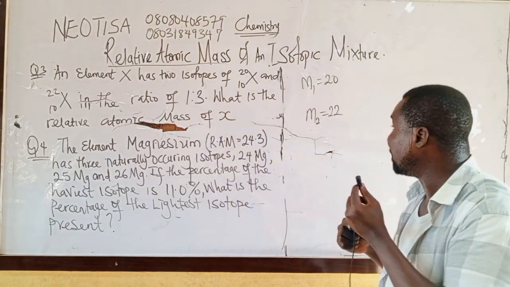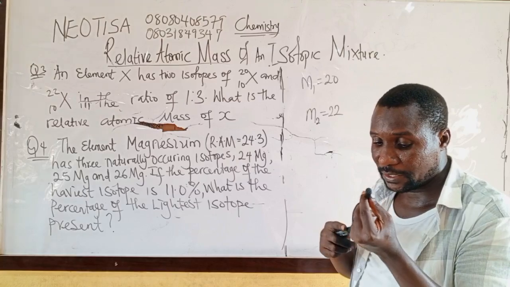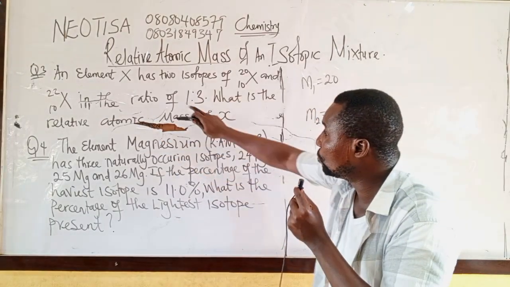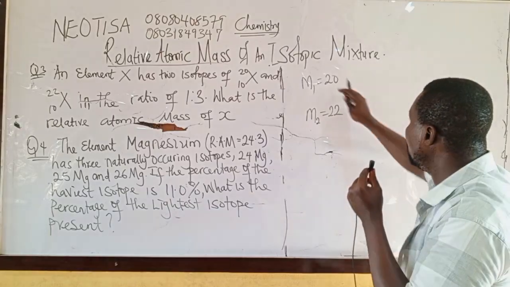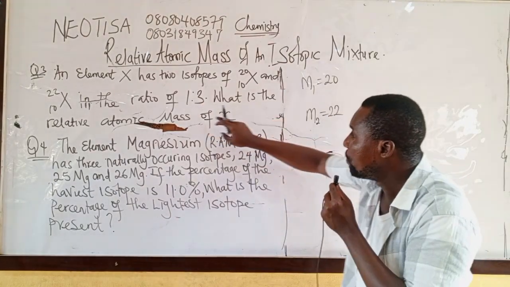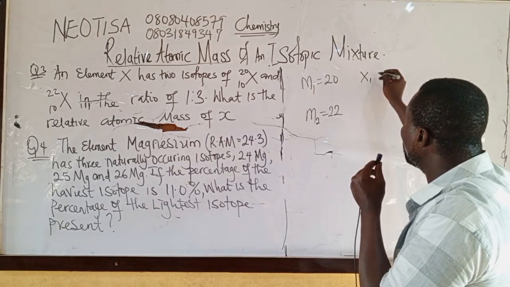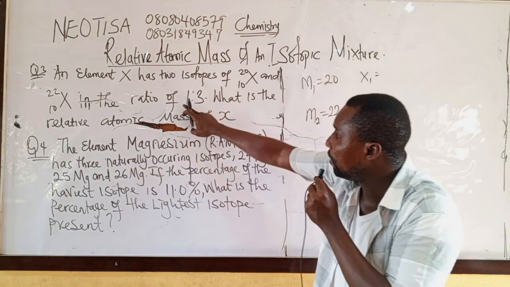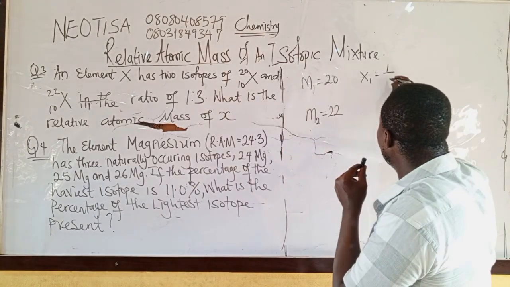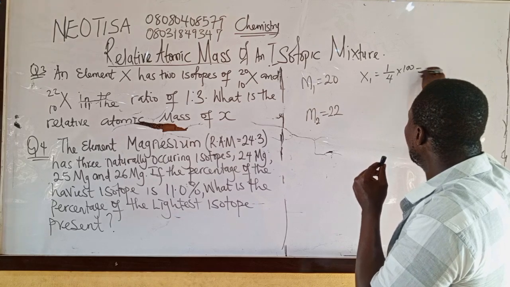If I want to convert it to percentage, I want to get the relative abundance of the first one in percentage and the relative abundance of the second one in percentage. What is the total ratio? 4. Then for the first one, the relative abundance, X1, will be the ratio of the first one, which is 1, over the total ratio, which is 4, times 100 over 1, which will give me what?